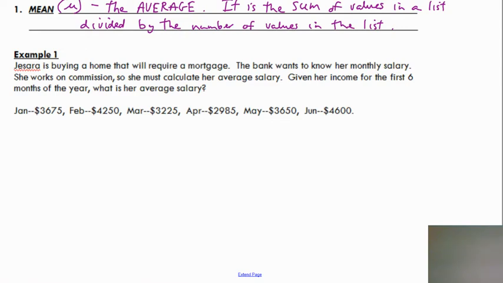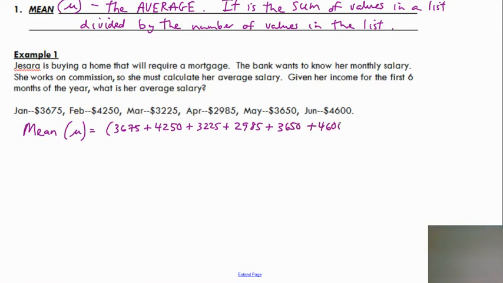So we will check the mean. We are going to add up all of these: 3675 plus 4,250 plus 3,225 plus 2,985 plus 3,650 plus 4,600, all divided by how many? 6. 6 months. Okay, so let's add all these up. 3675 plus 4250 plus 3. Oh, I messed it up already.